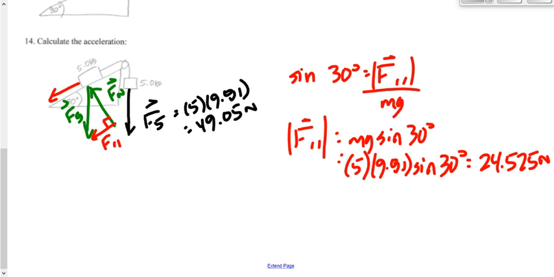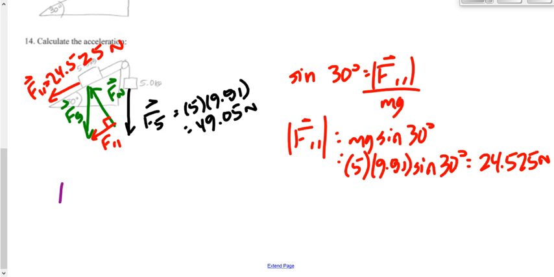Okay, so we got this one now. 24, we'll call that F parallel, 24.525 newtons. Now, as I was walking around and looking at what people were doing and answering questions, I saw a number of people make this mistake. A lot of people actually make this mistake.